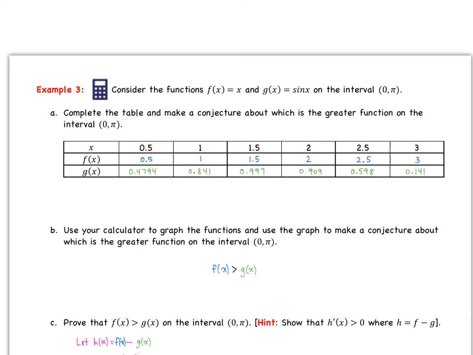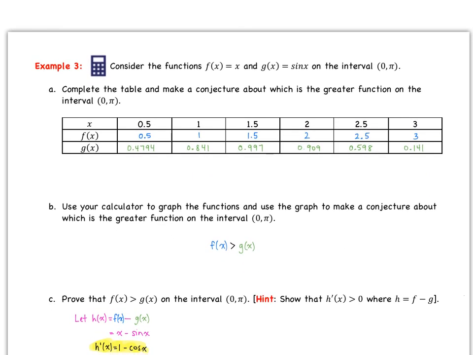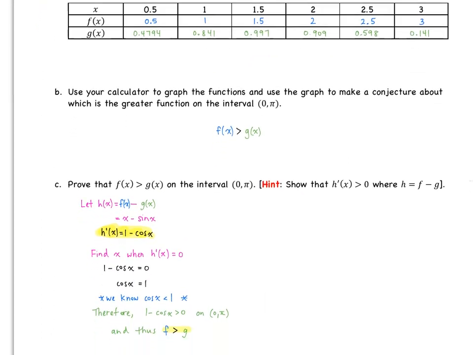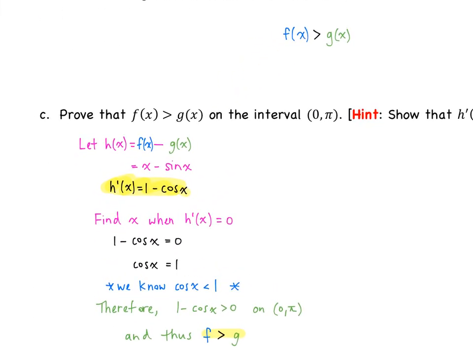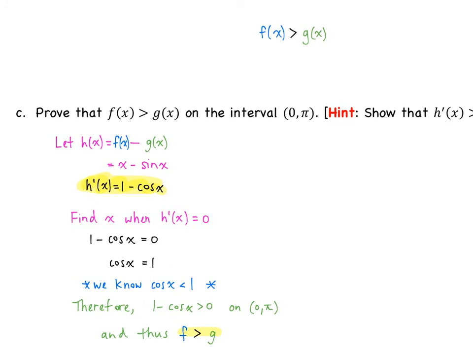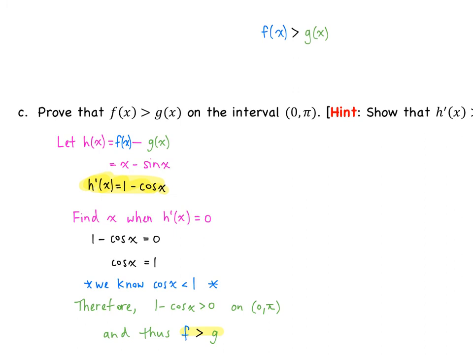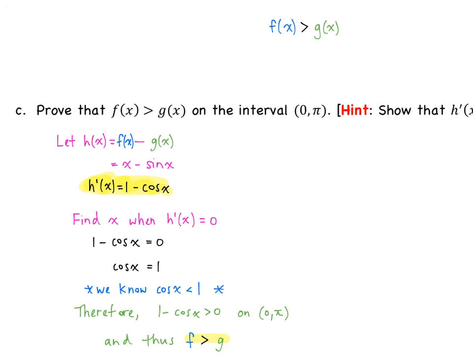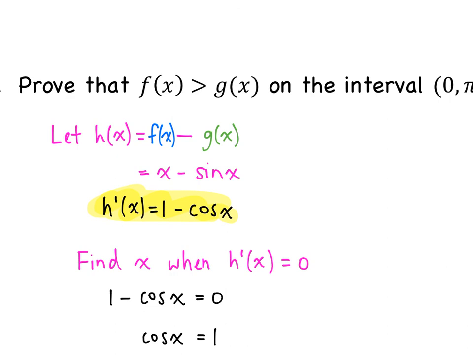Well, let's just go ahead and create a new function that we're going to call h. Okay, and we're going to let h be f minus g. And what we're going to do is prove that h prime is always greater than 0. And if we can do that, then we can prove that f is greater than g. All right, so if we let h be f minus g, and we plug in, we really get x minus sine of x.